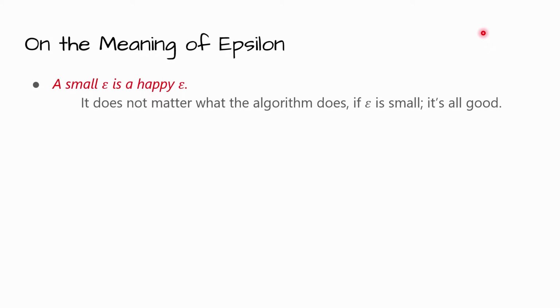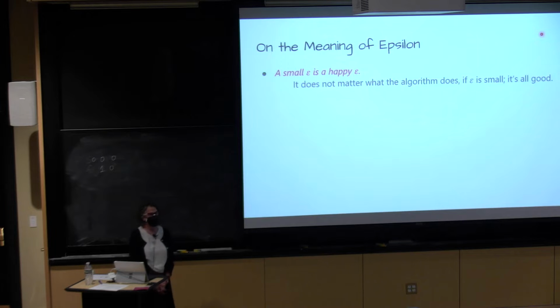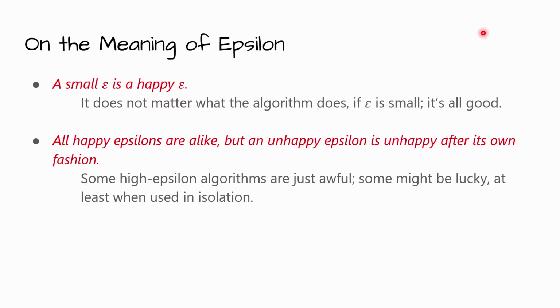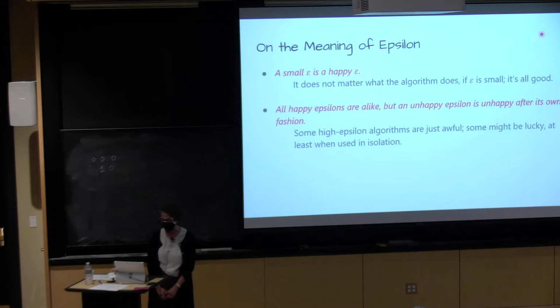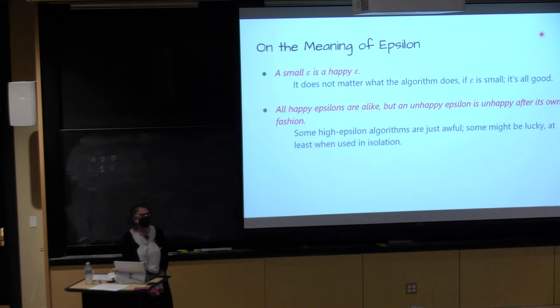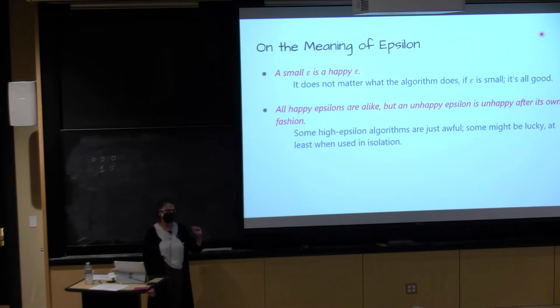First of all, a small epsilon is a happy epsilon. It doesn't matter what the algorithm does. If epsilon is small, very little privacy loss, and that's good. And when I think of small, I usually am thinking of like 1 in 100, maybe 1 in 10. Certainly try to keep epsilon below 1 if I can. OK. All happy epsilons are alike, but an unhappy epsilon is unhappy after its own fashion. So some high epsilon algorithms are just awful. And some of them might be lucky, especially if it's used in isolation just once.